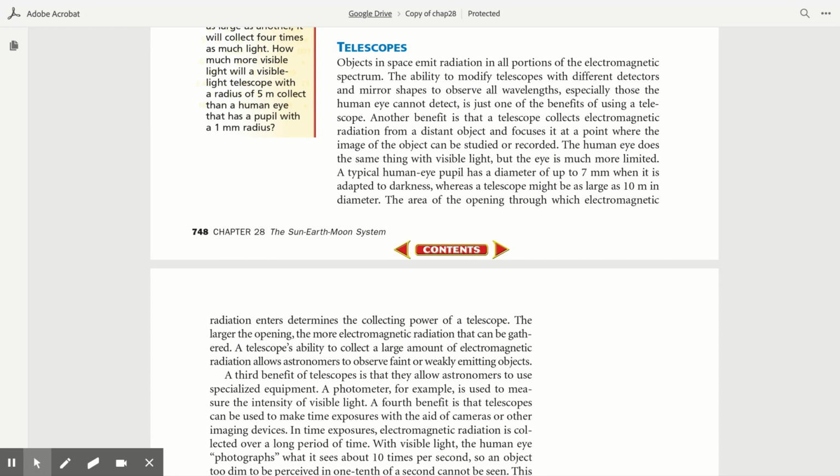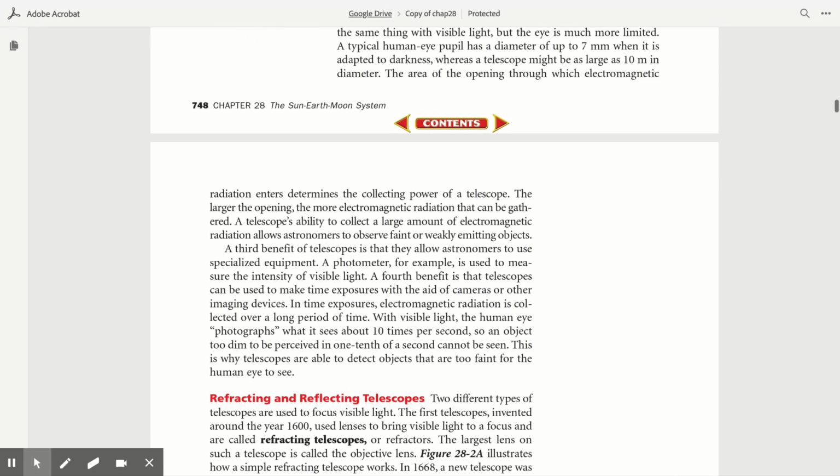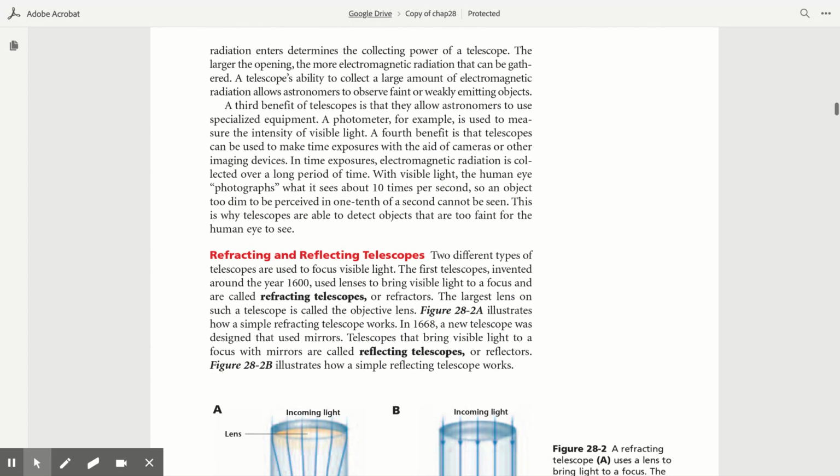The human eye does the same thing with visible light, but the eye is much more limited. A typical human eye pupil has a diameter of up to 7 millimeters when it is adapted to darkness, whereas a telescope might be as large as 10 meters in diameter. The area of the opening through which electromagnetic radiation enters determines the light-collecting ability of a telescope. The larger the opening, the more electromagnetic radiation that can be gathered. A telescope's ability to collect a large amount of electromagnetic radiation allows astronomers to observe faint or weakly emitting objects.